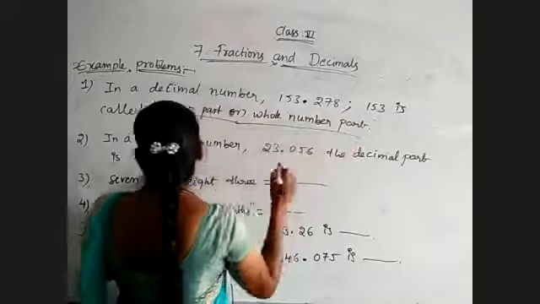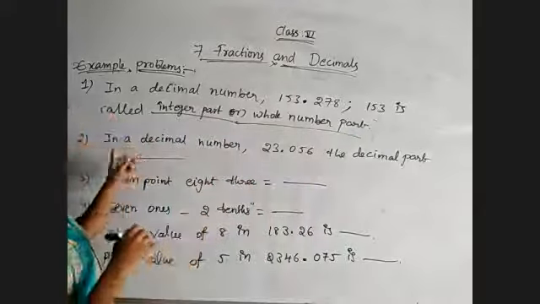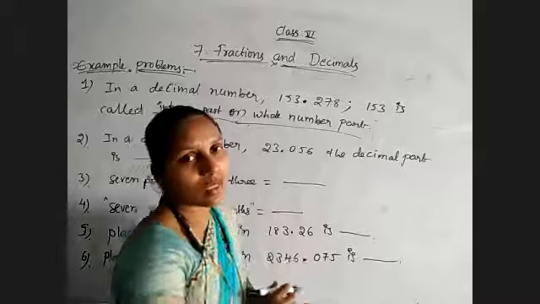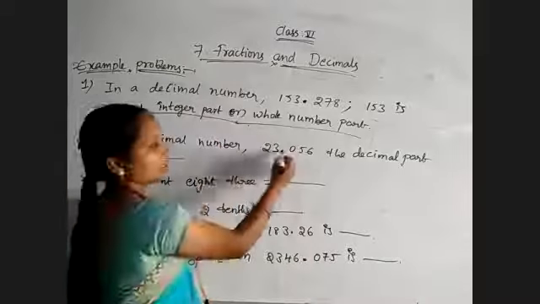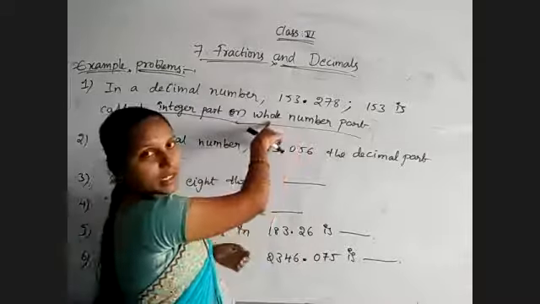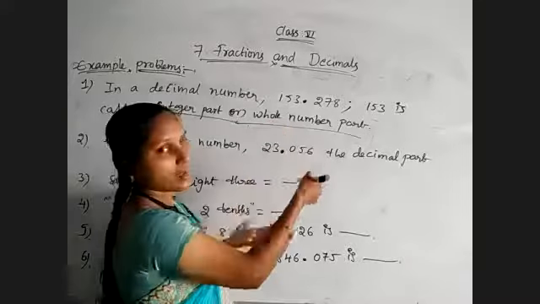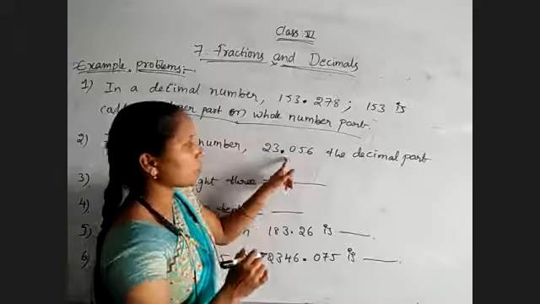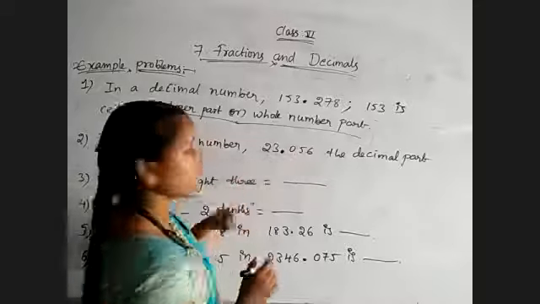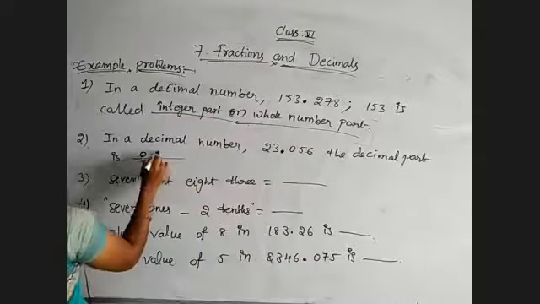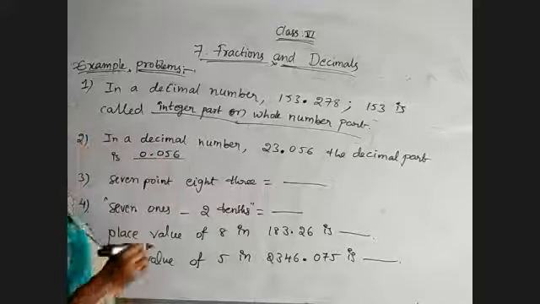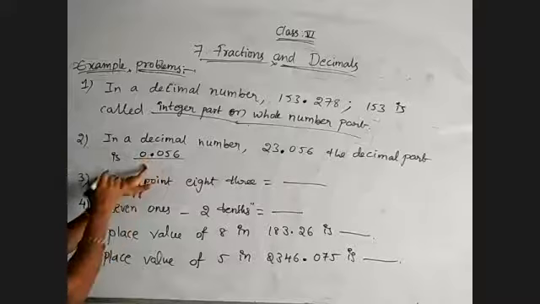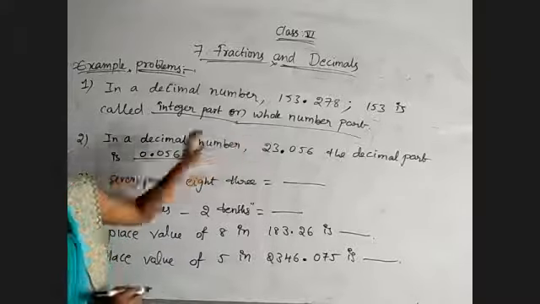And now coming to the next question. In a decimal number 23.056, the decimal portion is what? Before the point is the whole number part, as we just told. And after the point is the decimal part. So that is 0.056. 0.056 is the decimal part. Because it is a decimal part, that's why we are getting a decimal. Whole number portion we will get 0.